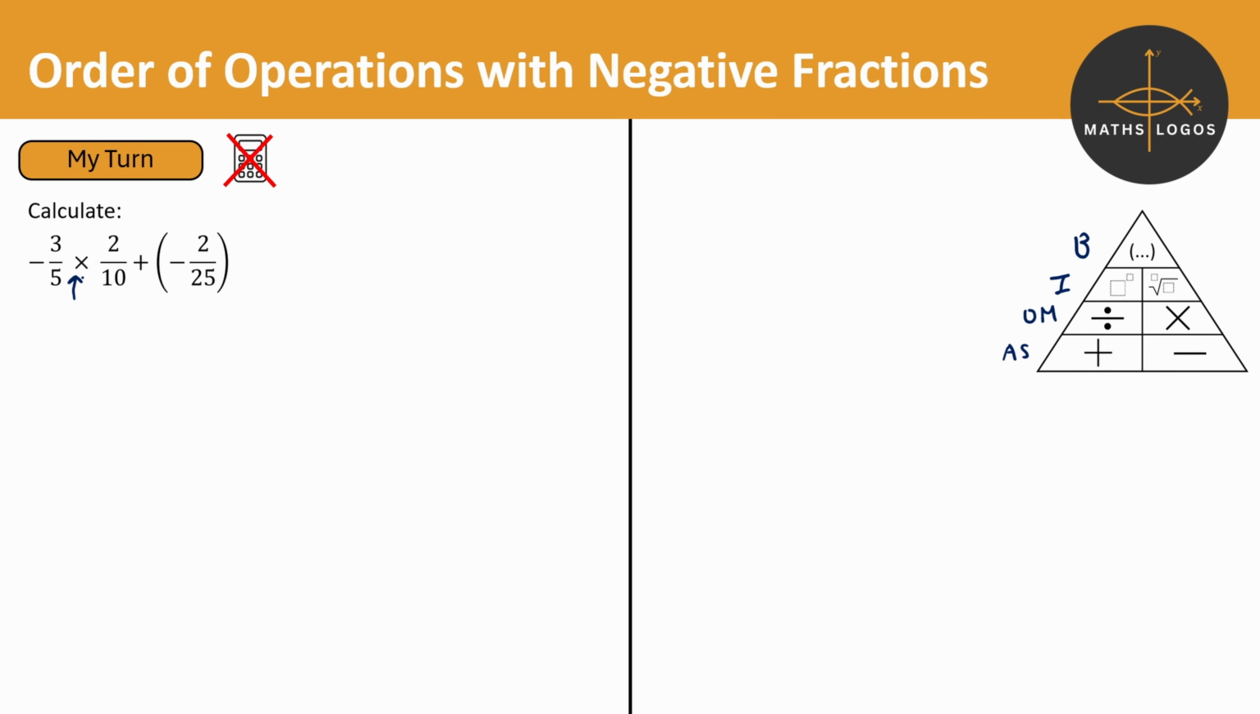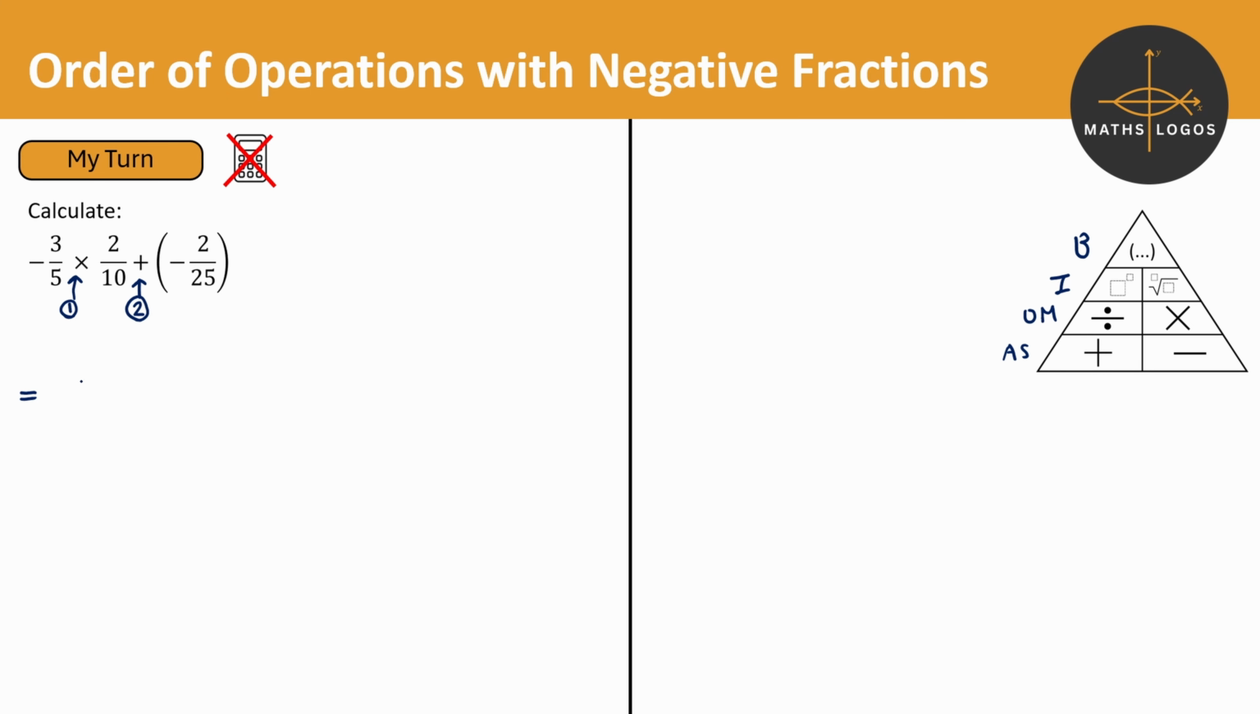Well, we've got multiplication and we have addition. We need to do our multiplication first and then do our addition after that. Okay, so let's go ahead and multiply negative 3/5 and 2/10 together. And to multiply fractions, we multiply our numerators and we multiply our denominators. And because I'm doing a negative multiplied by a positive, my overall result will be negative.